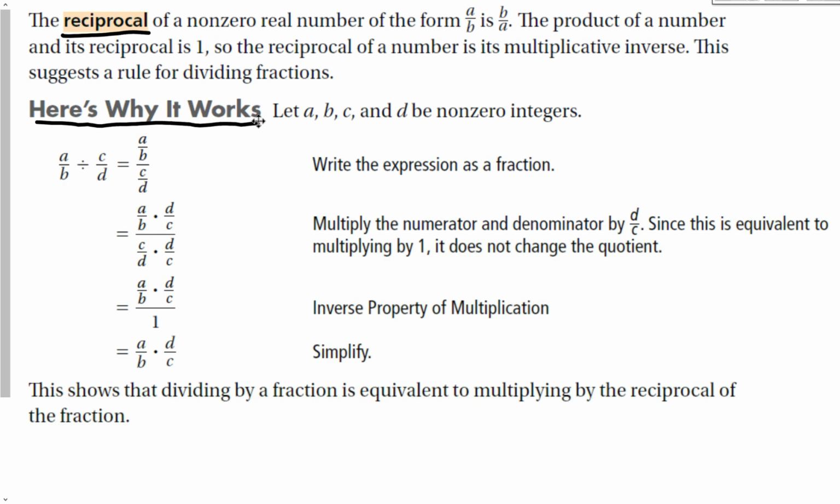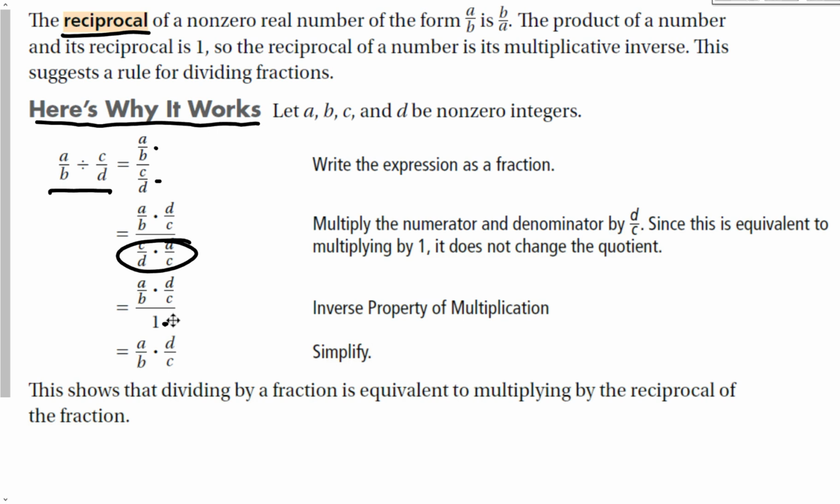This is a proof. Okay, so we're going to show that a over b divided by c over d actually works. So we've got a over b divided by c over d. We're going to express it as a fraction first. Then we're going to multiply the numerator and the denominator by the same thing. If I do that, I don't change the fraction. And in this case, I'm going to multiply by the reciprocal of the denominator. Okay, because then that will turn into 1. Right, because when you multiply something by its reciprocal, it turns into 1.